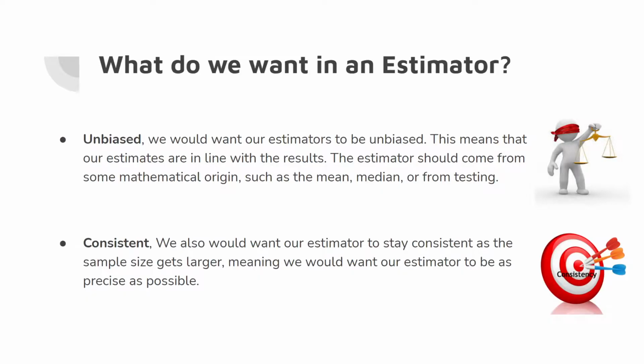What do we want in an estimator? We want our estimator to be unbiased. This means that our estimates are in line with the results. The estimator should come from some mathematical origin, such as the mean or median, or from the testing itself. We also want our estimator to be consistent. And as the sample size gets larger, our estimator should still be in line and be as precise as possible.